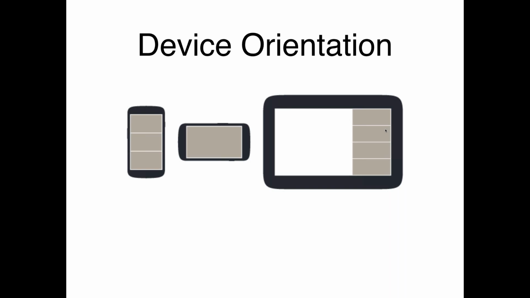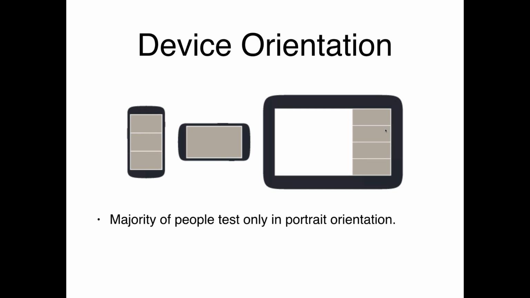So device orientation is also very important for your application. If you're testing a mobile web app or even a native app, you want to make sure that your app looks correct in all the different orientations. From my experience, most people only test their application in portrait orientation, which makes sense. I mean, it's what fits comfortably in your hand. It's the way that most people use their phones, but people tend to forget to test their app in landscape.